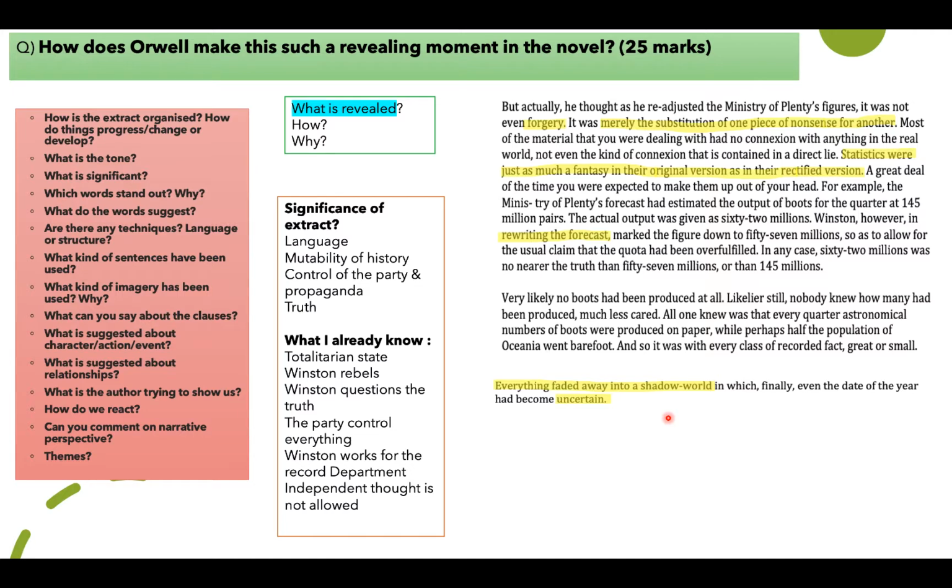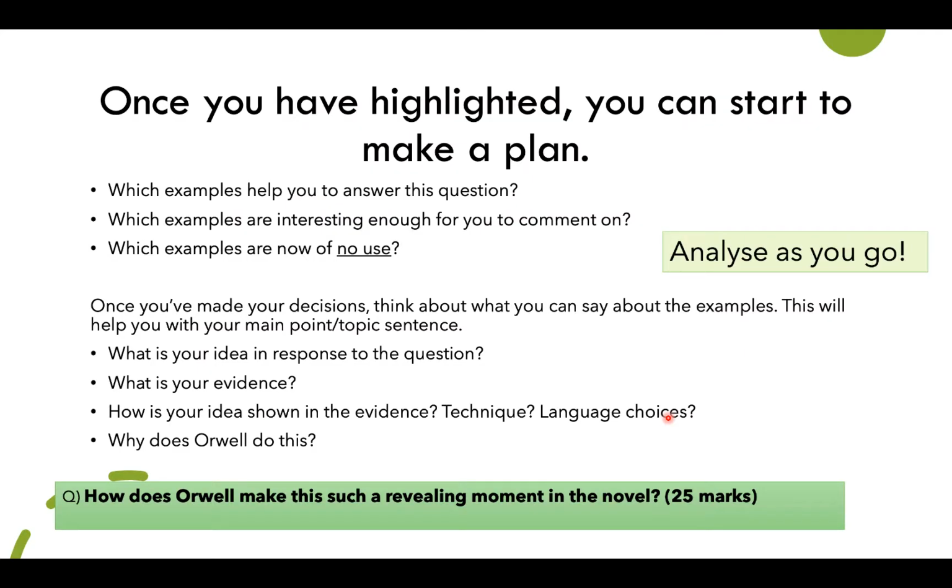But now I need to go back through and decide which I think are the best examples. There is far too much there for me to talk about in one essay, particularly considering I will probably only have about 30 minutes to write up that essay. So now I've got to go back and start making my final choices. You want to go back and think about which examples help you to answer the question. It may be that you've highlighted some examples which you now think are completely irrelevant. It's got nothing to do with the question. Which ones are interesting enough for you to comment on?